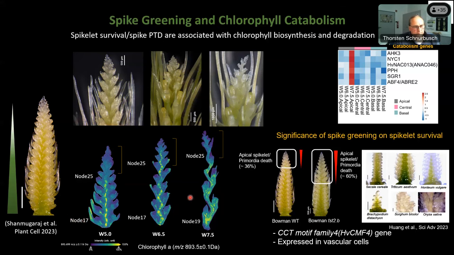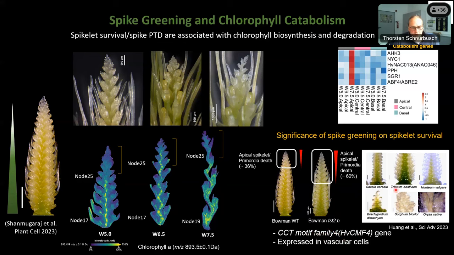This was very much in line with previous work done also by Yongyu, and this paper was published earlier this year. In this particular case he was dealing with the TST2 mutant, which is a very extreme case of cell death induction, and here it was very clear that the chlorophyll content in the TST2 mutant was severely negatively affected, and because of that there was a lot of spikelet degeneration going on in the TST2 mutant. The underlying gene of this TST2 mutant was CMF4. It's a transcription factor which is involved in many different things, but most likely also in the induction of chlorophyll and chloroplast differentiation.